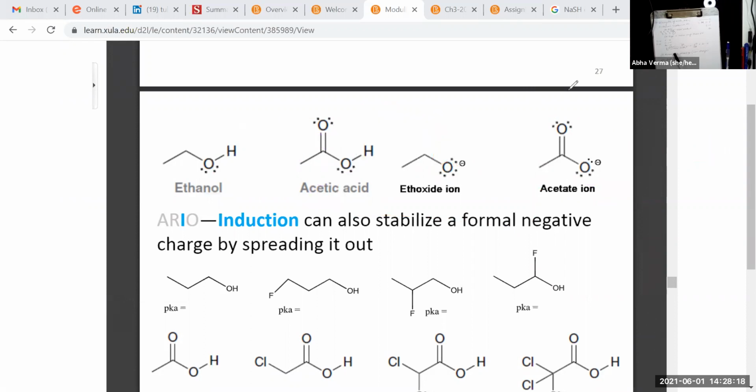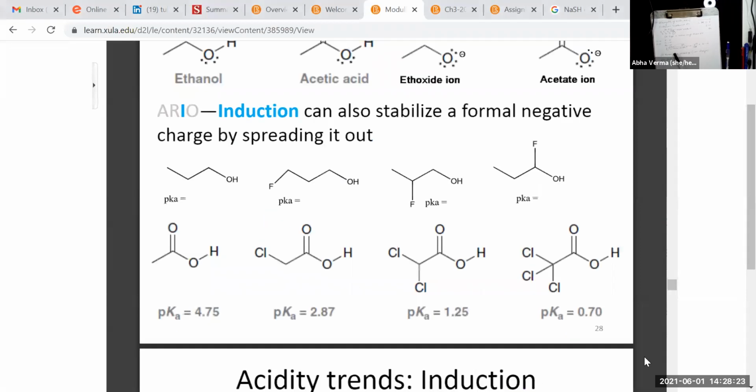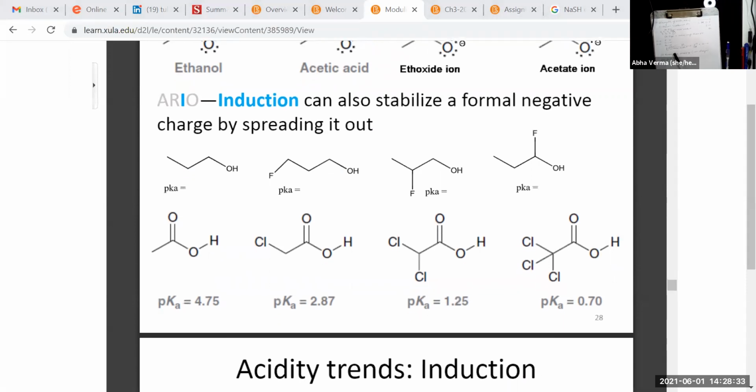So the next third part is induction. When you have induction, you can also stabilize the formal charges. Remember, induction is just a push or pull of electrons along sigma bonds. When I say sigma bonds, I mean the first bond that is formed between any two atoms. More electronegative elements have a stronger pull towards them.